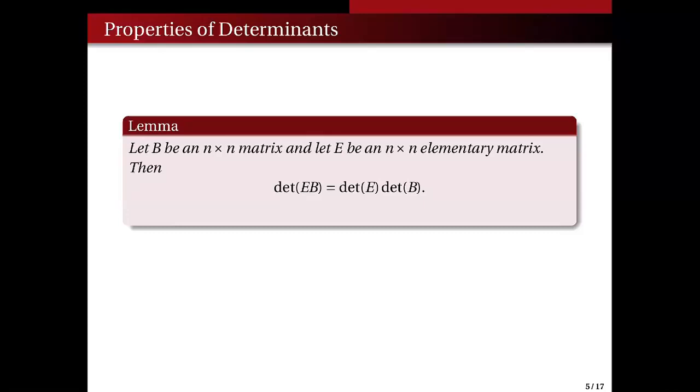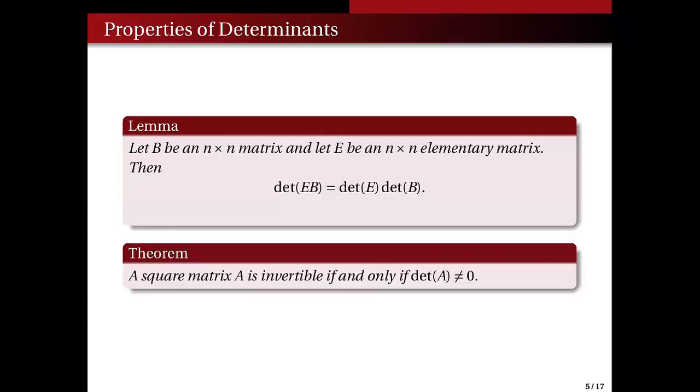Now, coming from this theorem, it can be proved that a square matrix A is invertible if and only if the determinant of A is not equal to 0. So a square matrix A is invertible if and only if the determinant of A is not equal to 0.